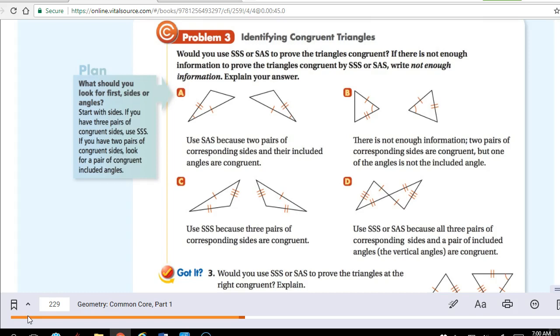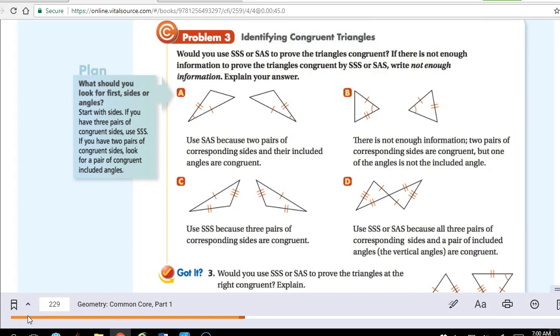If I looked at this particular problem, I see a side. If I continue on, I see an angle, and then I see another side. Over here I see that same side, that angle, and another side. So that means I would use side, angle, side because the two pairs of corresponding sides and their included angles are congruent to each other, and that's enough to prove that the two triangles are congruent.